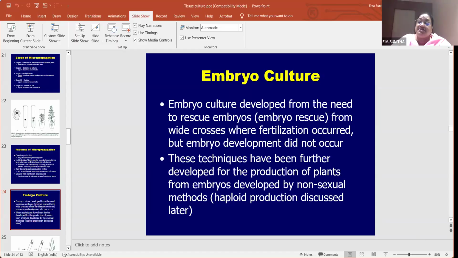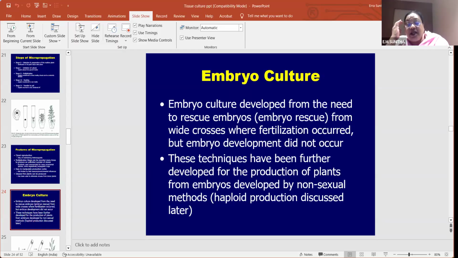Next, this embryo culture can further be developed for production of plants from embryos developed by non-sexual methods. What are these non-sexual methods? I told you, tissue culture itself is somatic cells. That means it happens only in somatic cells, only in vegetative cells. You don't have the germ line system involved here, meiosis is not involved here. Here you must keep that in mind. Okay, so here what they are telling is from non-sexual methods.